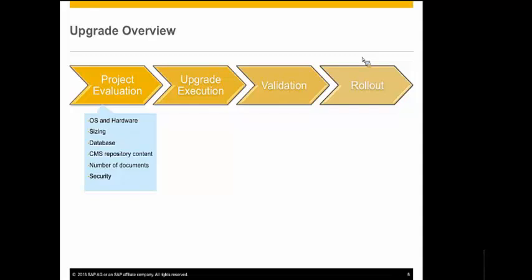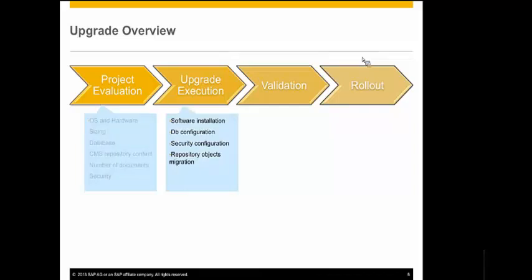So in an overall overview, how would your upgrade process look? Typically you start with a project evaluation where you look into, okay, how can we do it? What are the reasons? Is my operating system or hardware sufficient to host a new version? What about sizing? Do I still need the same hardware? What about the databases that I currently extract from? Are they supported with the latest version, or do I need to update those versions as well?